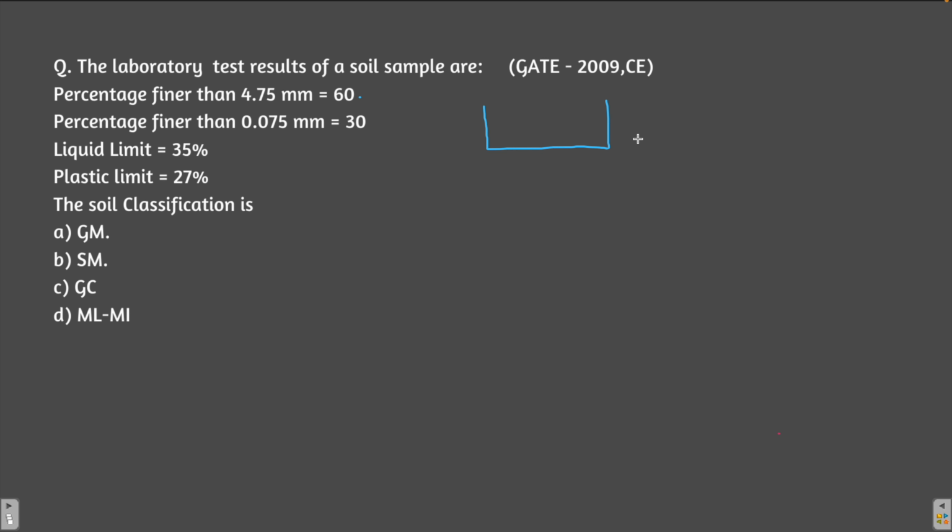So let's suppose this is the 4.75 millimeter sieve and 60% of the particles are passing through this. So how much percent is retained on this? 40% of the particles are retained on this sieve. Now there is another sieve which is 0.075 millimeter or 75 micron. 30% of the particles are passing through this sieve. Whenever you solve such questions, I would request you to draw a diagram. This will help you solve the question.